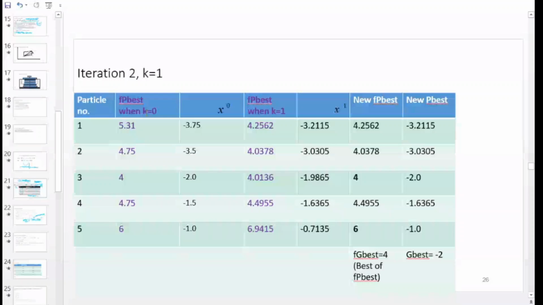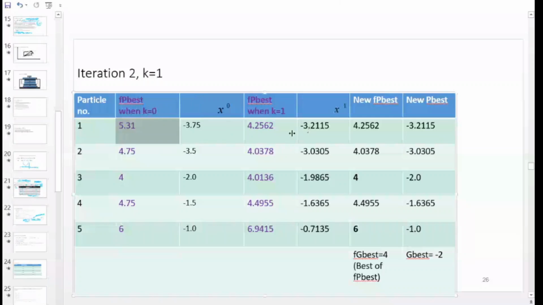These were the x values in the 0th iteration. This column shows the function values at the end of k equal to first iteration. These are the x values at the end of the first iteration, right? So now compare these function values with these function values, for determining the personal best values, right?